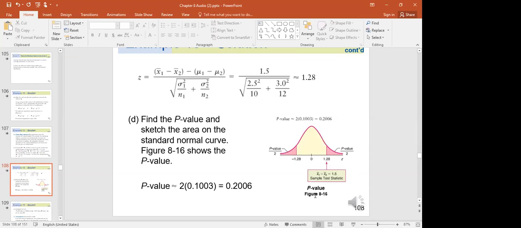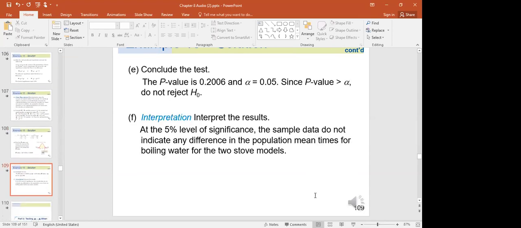This p-value is clearly greater than 0.05, so we do not reject H0. So at the 5% level of significance, the sample data do not indicate any difference in the population mean times for boiling water for the two stove models. Are you getting the right answer from your calculator? Yes. Good.